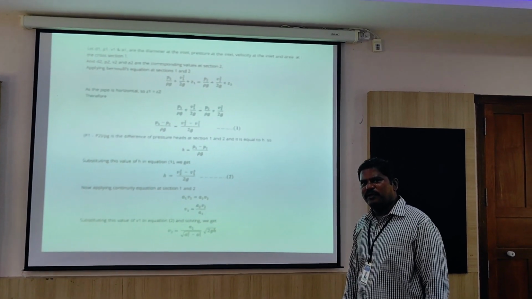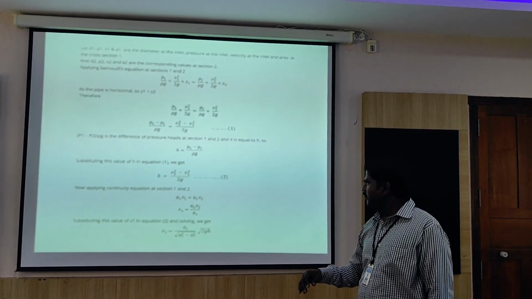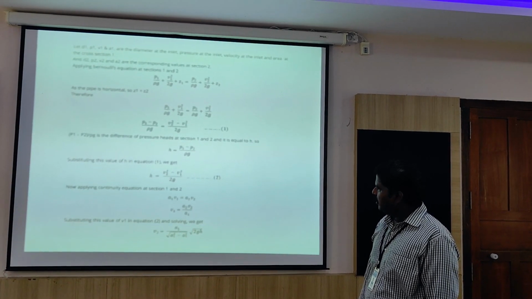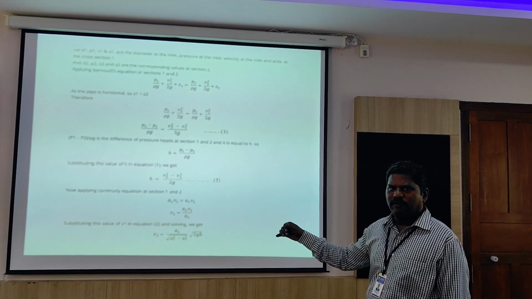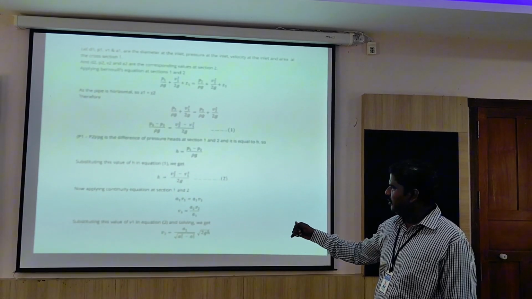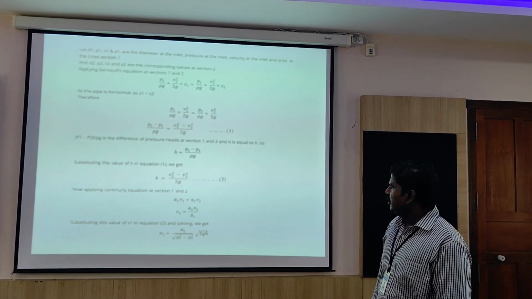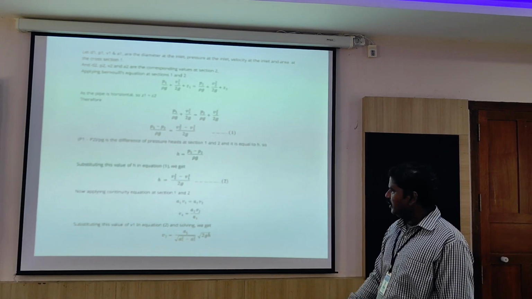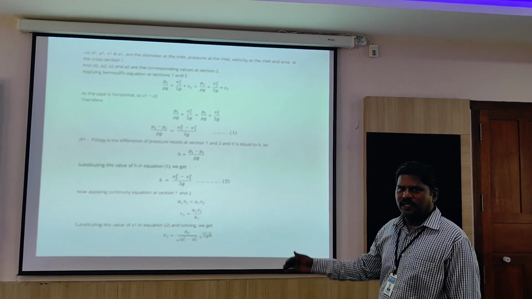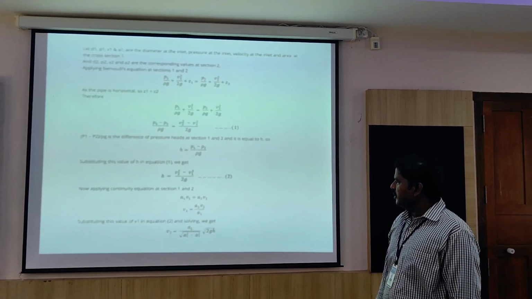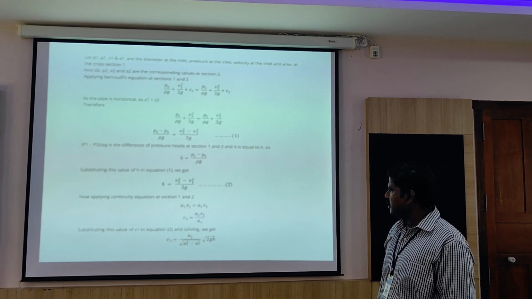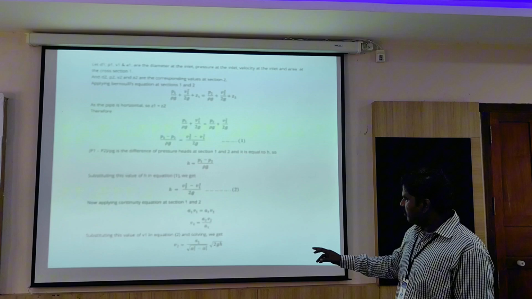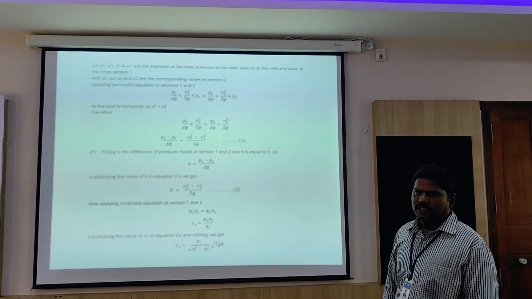Now applying the continuity equation at sections 1 and 2, we have A1 V1 equal to A2 V2. From this equation, we take V1 equal to A2 V2 divided by A1. Substituting this value of V1 in equation 2 from the Bernoulli equation and solving, we get V2 equal to A1 by square root of (A1 square minus A2 square) into square root of 2gH.